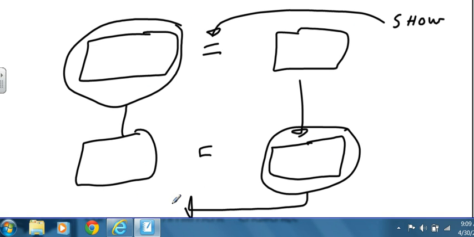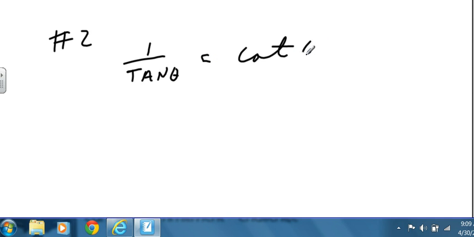But in trig identity solving, I normally don't do something to both sides, because if I do something to both sides, I have changed the equation, and I'm not showing that it's what it's supposed to be. Okay, so that's just one of those things. All right, so I'm going to do problem number 2 first. And I'm going to show that 1 over the tangent of theta is equal to the cotangent of theta.